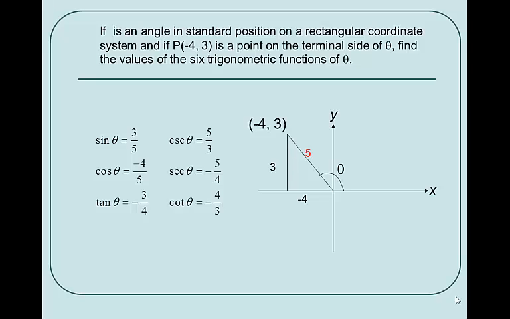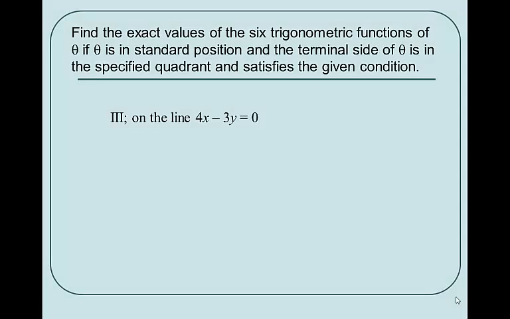All right, so let's continue this idea with a slightly different type of problem. Find the values of the 6 trigonometric functions of theta if theta is in standard position, and the terminal side of theta is in the specified quadrant and satisfies the given condition. So in this case, the terminal side is in quadrant 3, and it's on the line 4x minus 3y equals 0. Well, we either need a point on the terminal side, or we need one of the 6 trigonometric functions in order to get it. And so all we know is it's in quadrant 3, which means sine and cosine will both be negative and tangent will be positive.